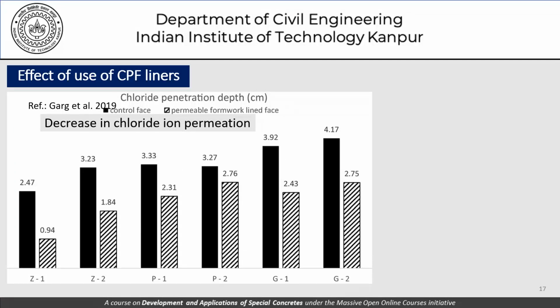The last test, I guess, which was carried out was the decrease in the chloride ion permeation. And here we found that the chloride depth being measured in centimeters using a standard test was again much lower in the case of concretes with CPF liners. So this study essentially established the importance or the effectiveness of using a CPF liner if the client so permits, if the situation so demands, and of course the economics of the CPF liners has to be worked out on a case-to-case basis.